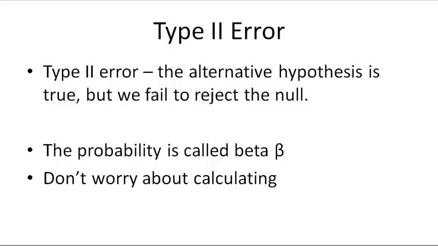Now a type 2 error is when the alternative hypothesis is true, but we fail to reject the null. So the alternative is true. We should have rejected the null, but we didn't. Now the probability for this is called beta, which is the Greek letter beta. It kind of looks like a B with a little extra tail on the front there. But don't ever worry about calculating beta. I'm never going to ask you, nor is the AP test ever going to ask you what beta is or how to find it. Just understand that the letter beta does represent type 2 error.